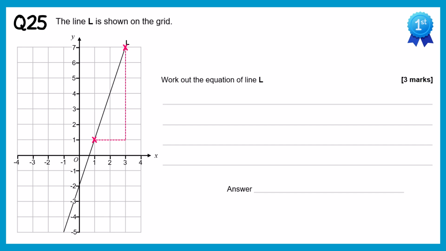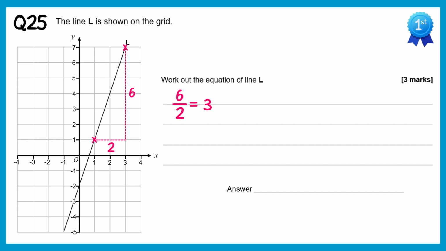The change in x is the horizontal distance between 1 and 3, which is 2. The change in y is the vertical distance between 1 and 7, which is 6. We can now find the gradient by doing the change in y, which is 6, over the change in x, which is 2. 6 over 2 is like 6 divided by 2, which is 3.